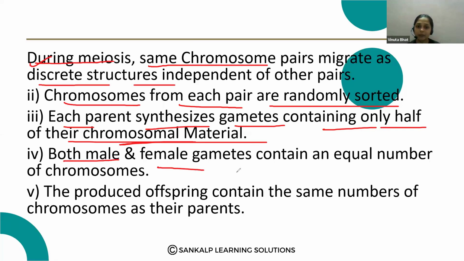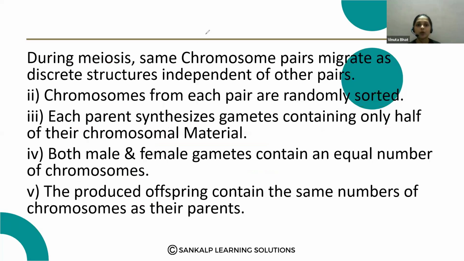Both male and female gametes contain an equal number of chromosomes. And the fifth one, the produced offspring contain the same number of chromosomes as their parents. The parental combination of chromosomes is similar to the new progeny. Okay, so these are the characteristics of the chromosomal theory of inheritance.